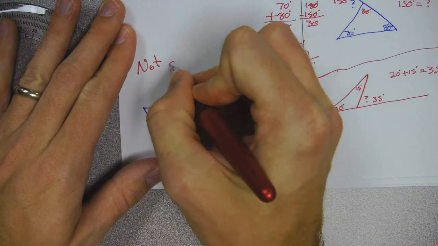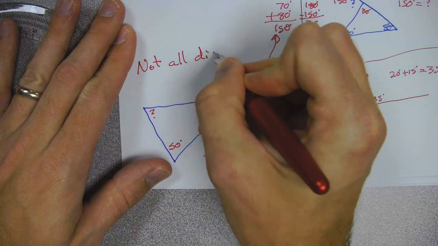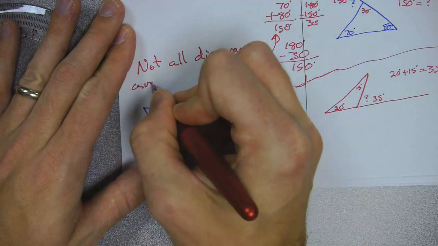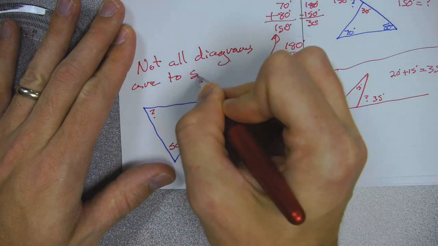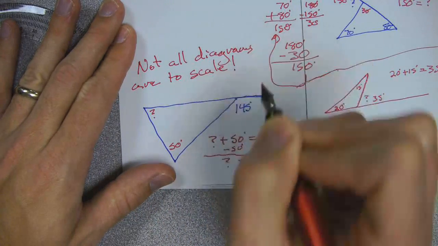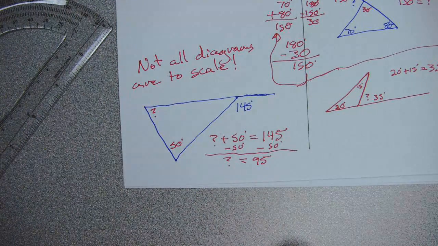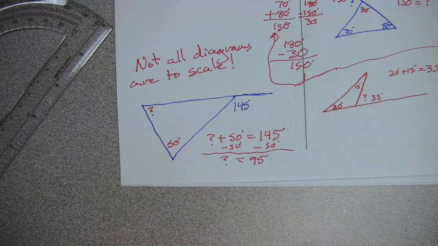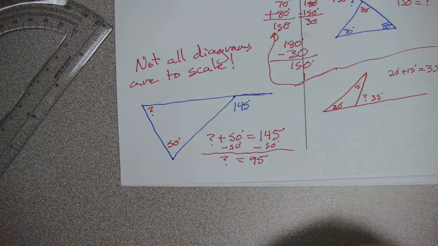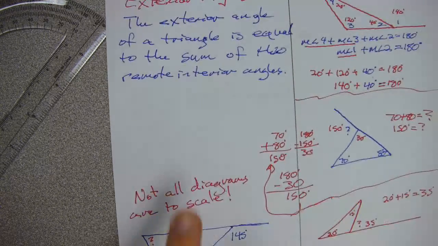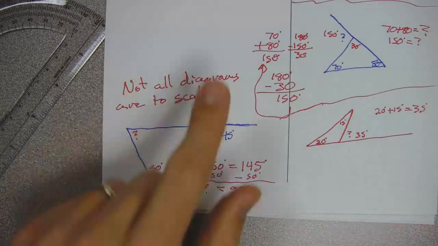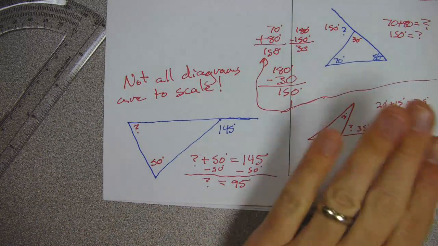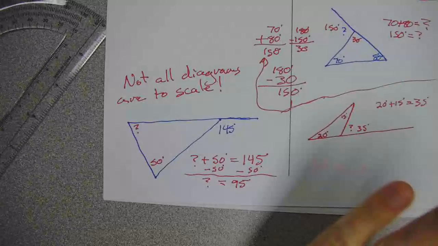Not all diagrams are to scale. Meaning that not all diagrams that you're going to see are drawn exactly as they should be. Okay, so keep that in mind. We're going to rely on what we know about the relationship between these angles and the math to help us determine what's going on, and not necessarily our eyes. So be aware of that.